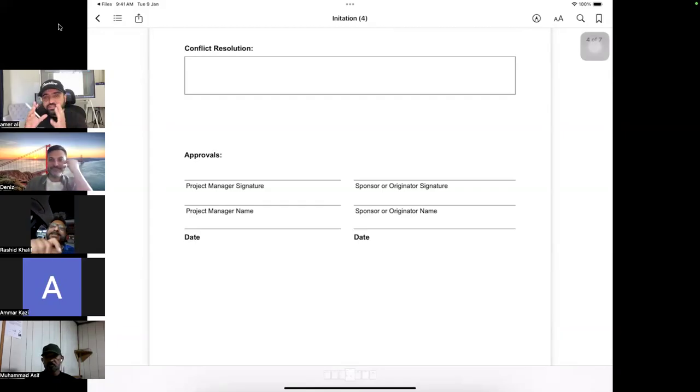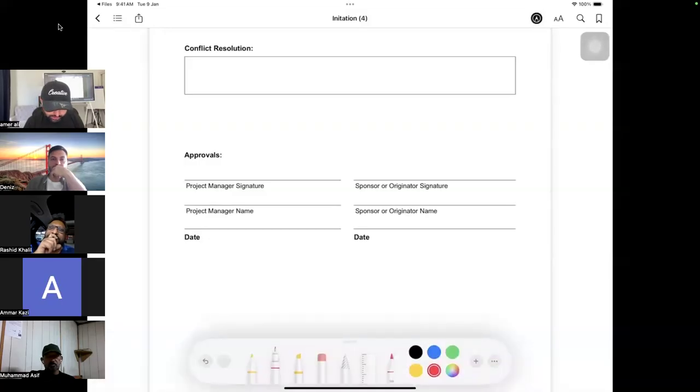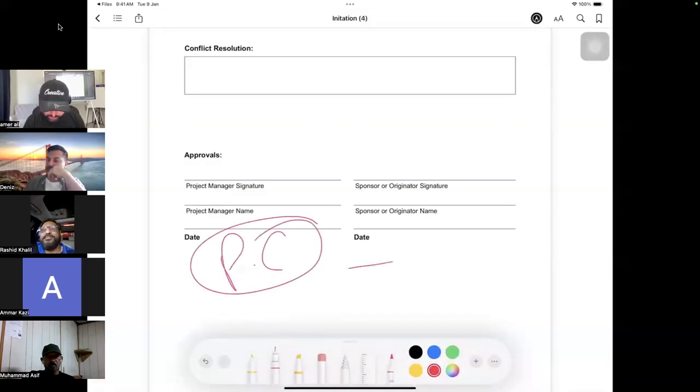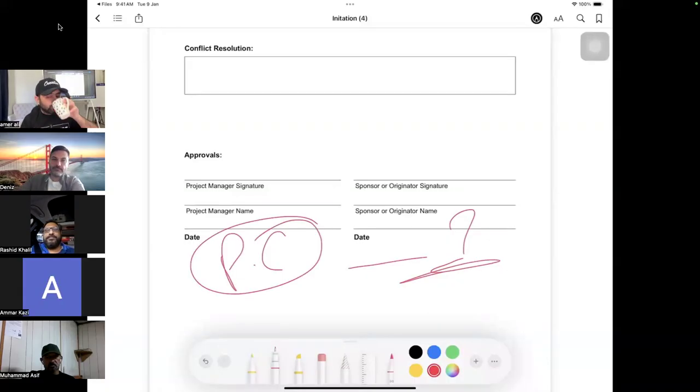That he must have signed the charter. Even if he comes later on, he needs to sign it to make sure of that. Okay, this is your project charter. Any question on the project charter? Anyone, any question on the project charter? Feel free to ask.